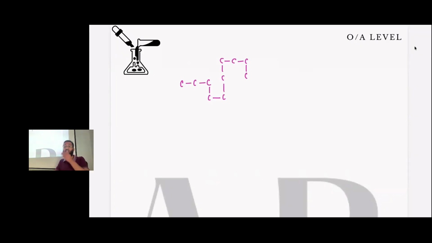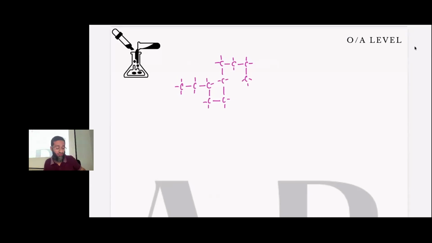Yes, so can anybody tell me whether this structure is unbranched or branched? Yes, Ahmed. Okay, Mariam is saying unbranched. What about the rest of the students? Yes, Ridwan, is it branched or unbranched? Laiba, branched.